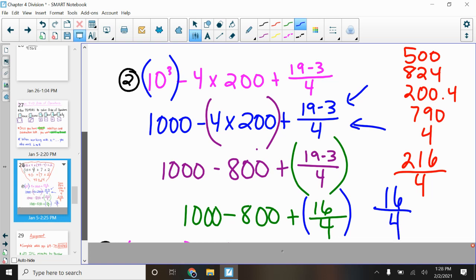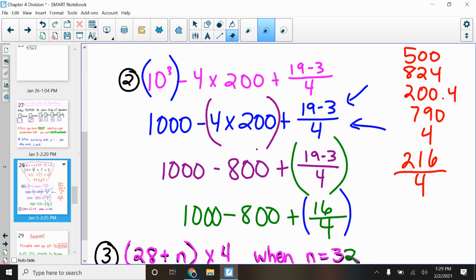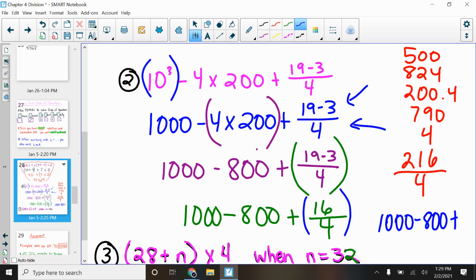It is 4. Okay? So, I'm going to move this down a little bit. I'm running out of space. So, I'm going to kind of move this problem, you guys, over to the side. I don't recommend you all do that. You would keep going, but I ran out of space. So, over here, I'm going to move my problem. I've got 1,000 minus 800 plus, and Brandon, what did you just tell me 16 divided by 4 was? 4. Okay. So now I have 1,000 minus 800 plus 4.